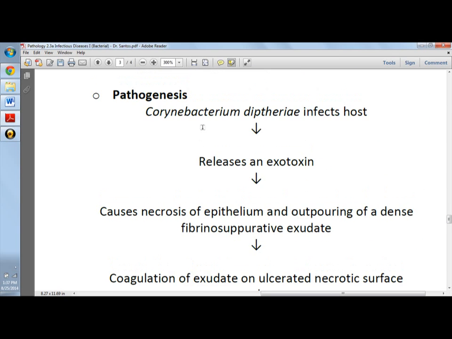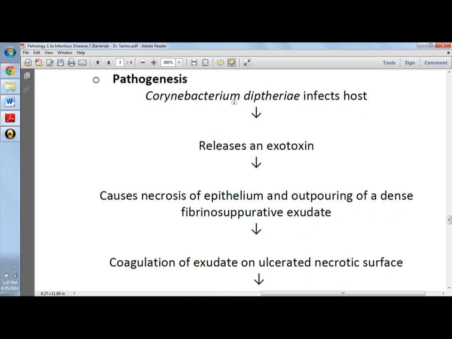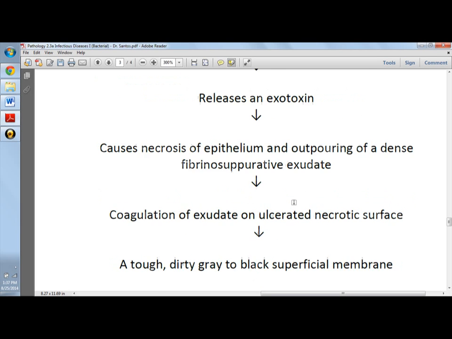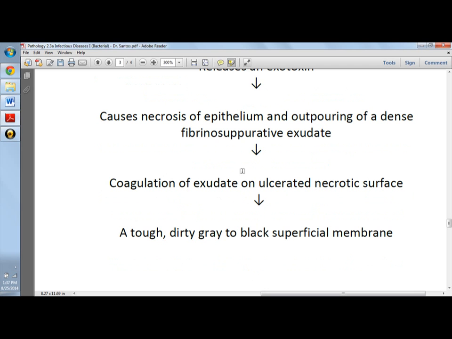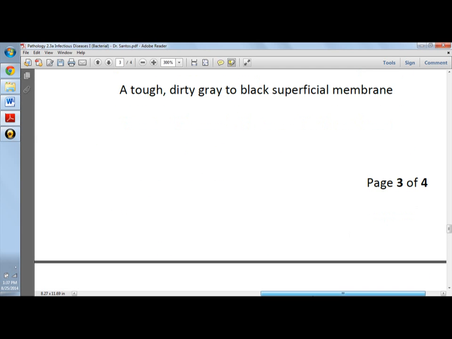So for pathogenesis, this is actually a diagram, a flowchart. Corynebacterium diphtheriae infects the host and releases exotoxin, causing necrosis of the epithelium and an outpouring of a dense fibrinosuppurative exudate. There will be coagulation of the exudate on the ulcerated necrotic surface, forming a tough, dirty gray to black superficial membrane.